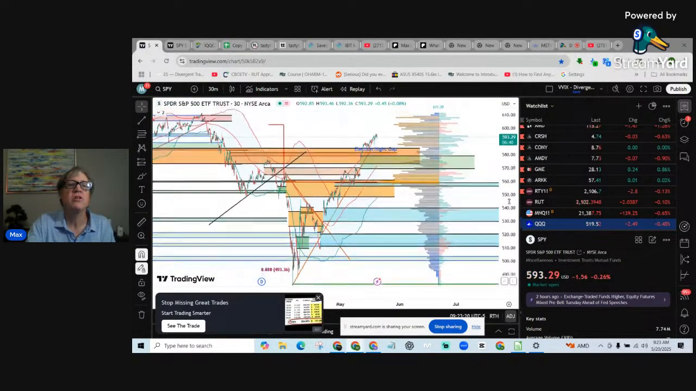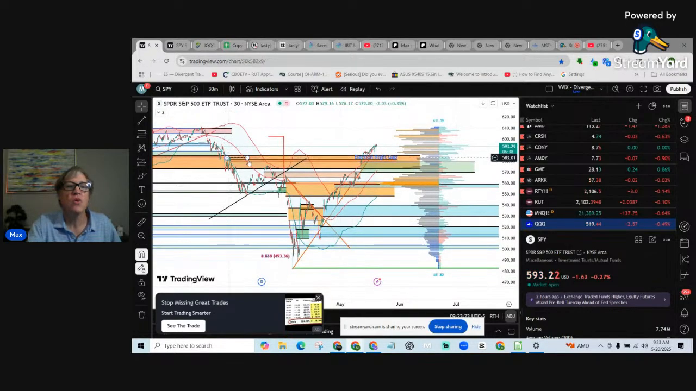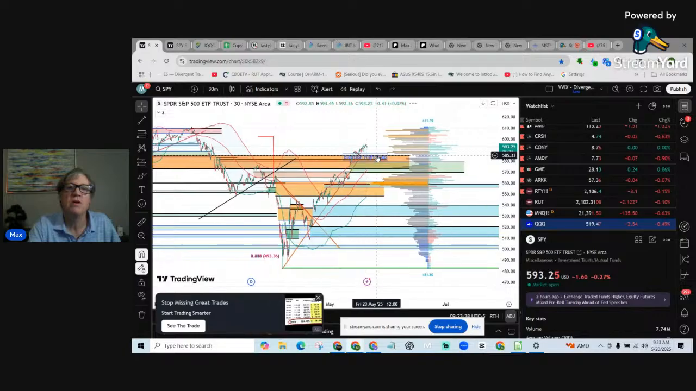I'm sorry this chart's so ugly, but this orange gap is the gap created by the election. And so we're over that. And that's huge, to be back on the other side of that election gap. Staying on top of it would be considered a good bullish sign.